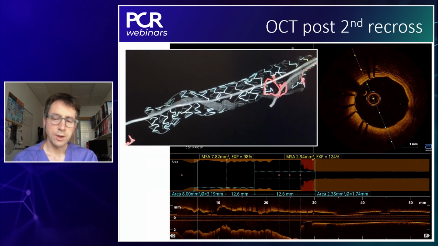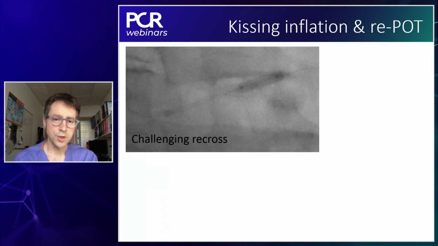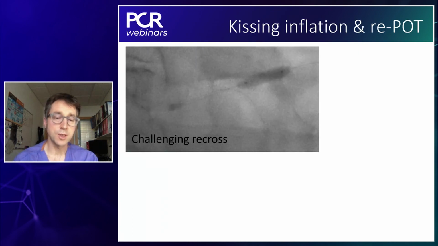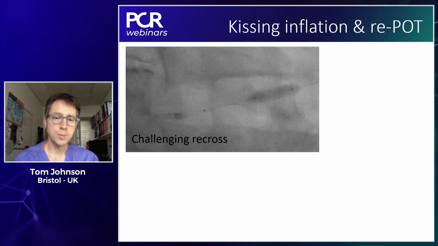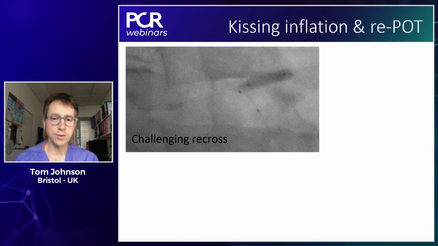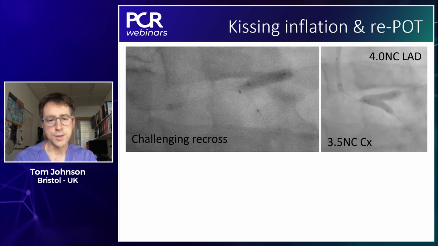Now, having seen that clustering of struts across the ostium of the circumflex, it came as no surprise to me that delivery of a device was difficult. But we then had the beauty of the stent in the LAD to act as an anchor. So here we have a balloon up in the LAD, facilitating the cross of our circumflex balloon. And so these are two non-compliant balloons, 4.0 in the LAD and a 3.5 in the circumflex, mindful of the fact that this is a provisional kissing inflation, not wanting to overly traumatize the ostium of the circumflex.